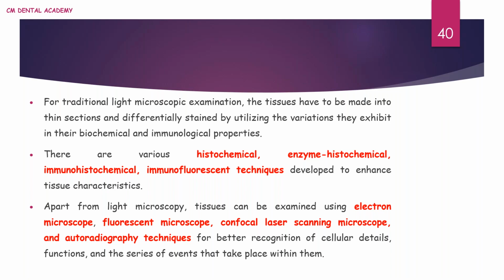Apart from light microscopy, electron microscopes can also be used. These are the more advanced versions to study the tissue at the very minute level. Other than this, there are fluorescent microscope, confocal laser scanning microscope, and autoradiography techniques for better recognition of cellular details, functions, and the series of events that take place within them. So these are the advanced methods used to study the individual cells.